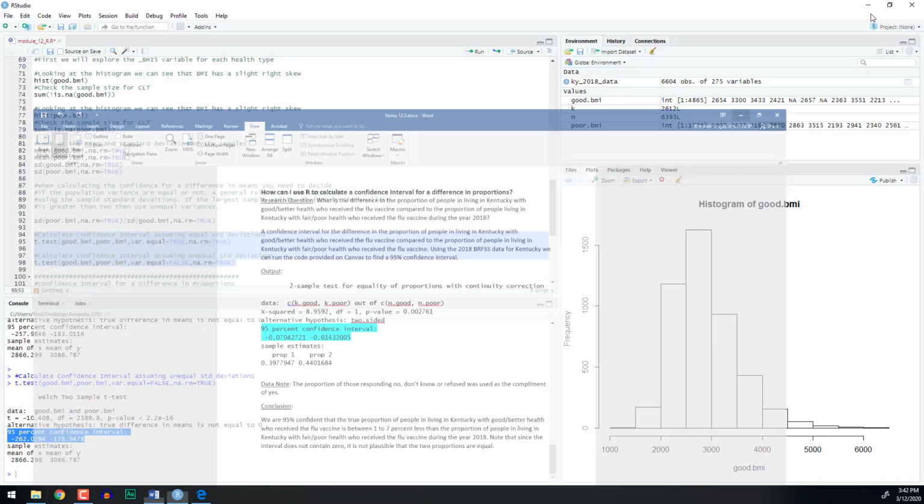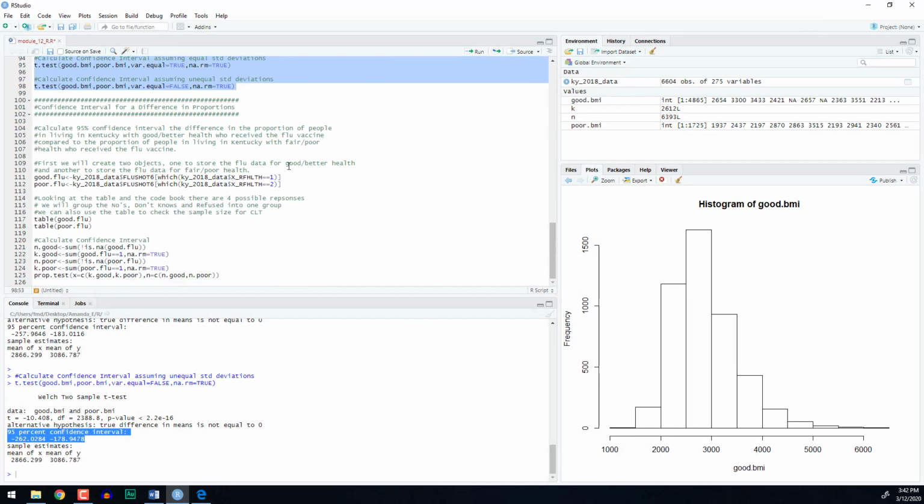All right, so again, going to the R code. So this time, notice we're still looking at 2 variables we've seen before.